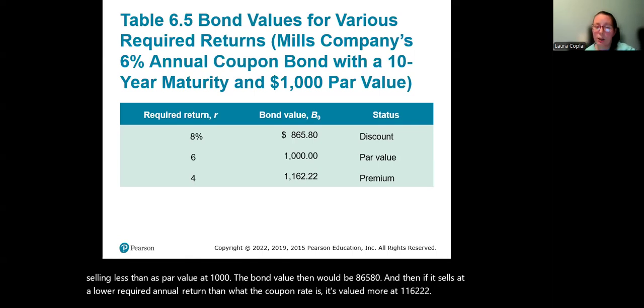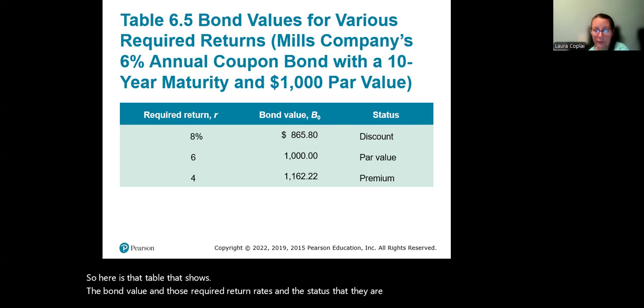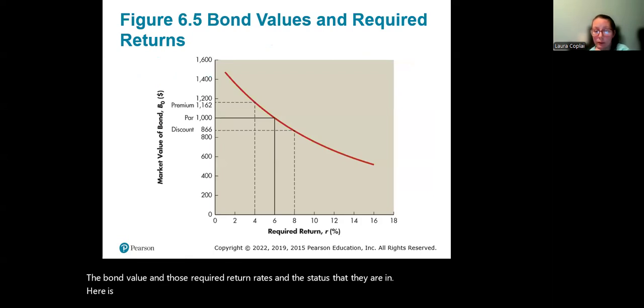So here's that table that shows the bond value and those required return rates and the status that they are in. Here are the bond values and required returns based off of that information that we were just given there on the slide.